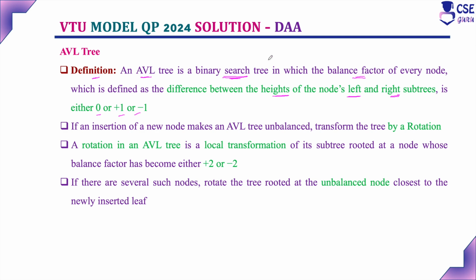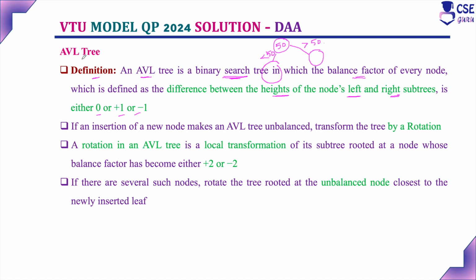What do you mean by binary search tree? If you are considering the root node 50 in a binary search tree, all the elements in the left subtree should be less than 50, and all the right subtree nodes should be greater than 50. Any tree that satisfies this condition is a binary search tree. That is a binary search tree.